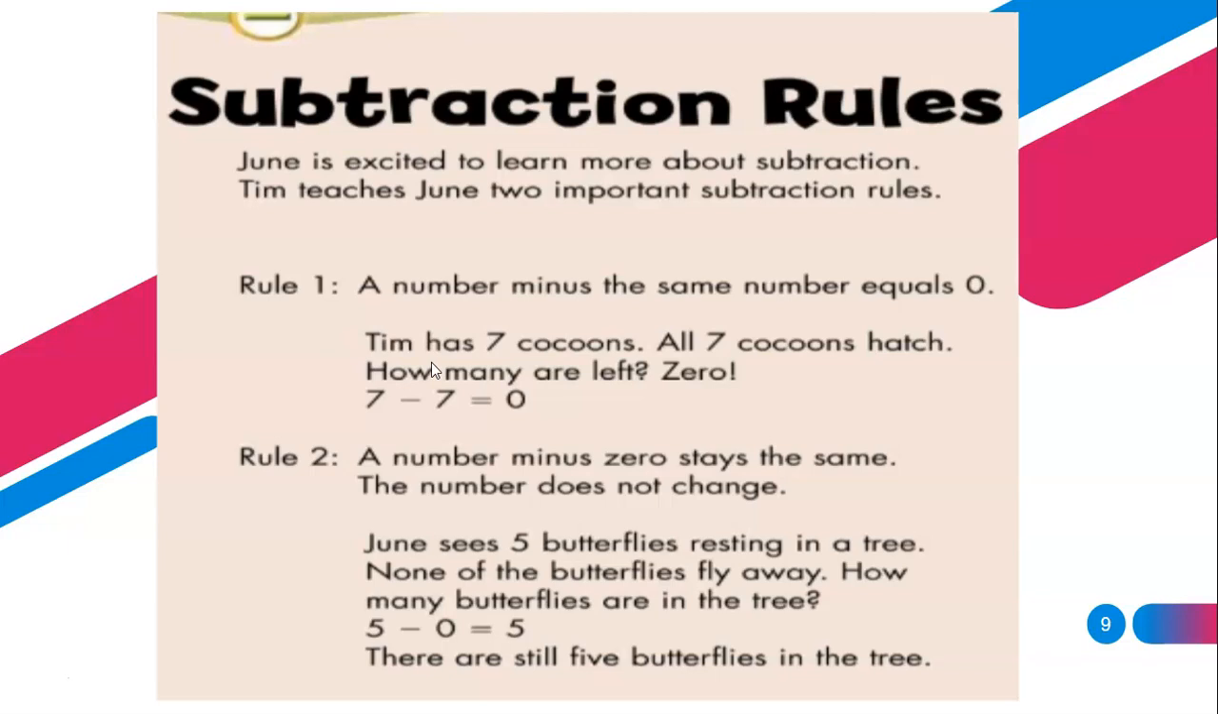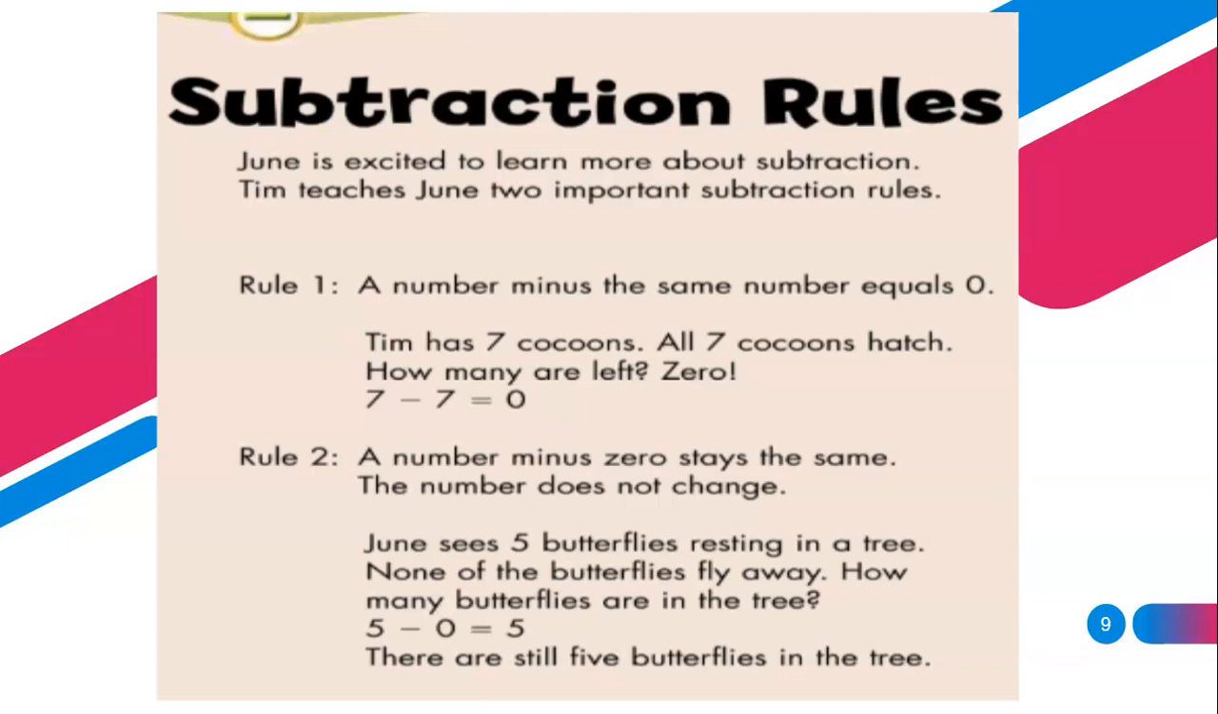Now, there are also subtraction rules. June is excited to learn more about subtraction. There are 2 major rules. Any number minus the same number equals 0. That's rule number 1. Rule number 2. A number minus 0 stays the same. The number does not change because 0 has no value. It's just there as a place holder. So therefore, when we take 7 minus 7, we get 0.